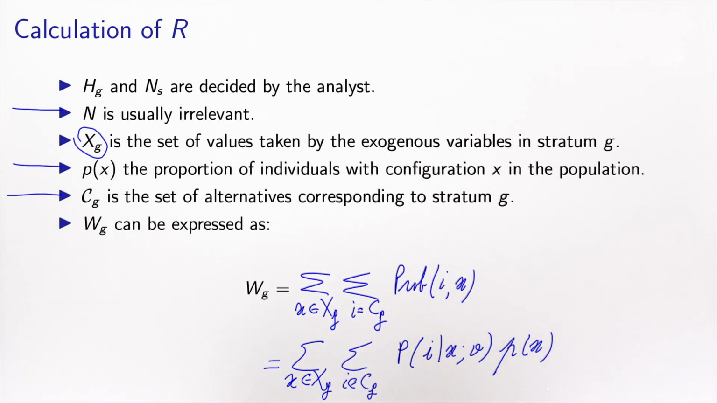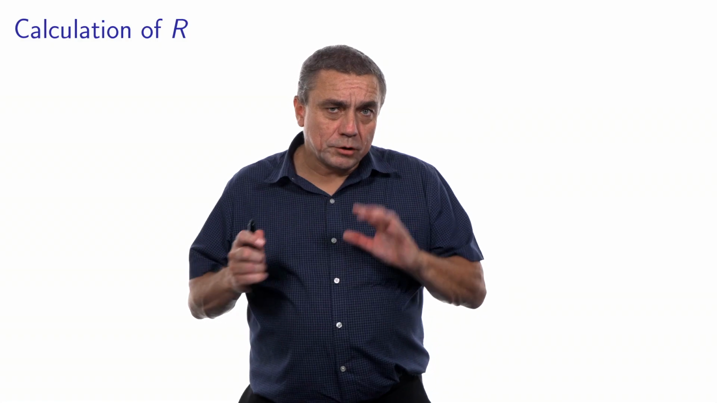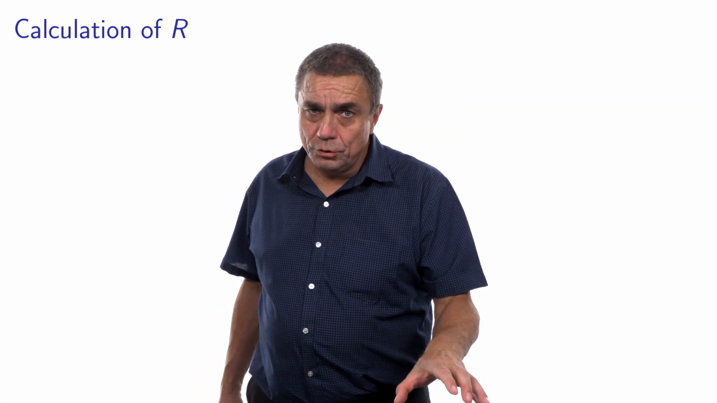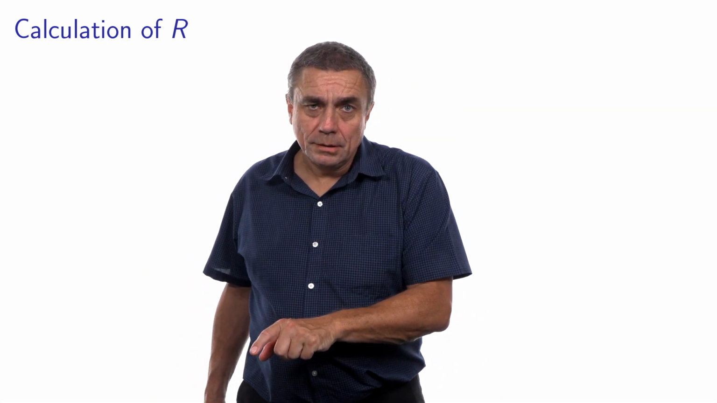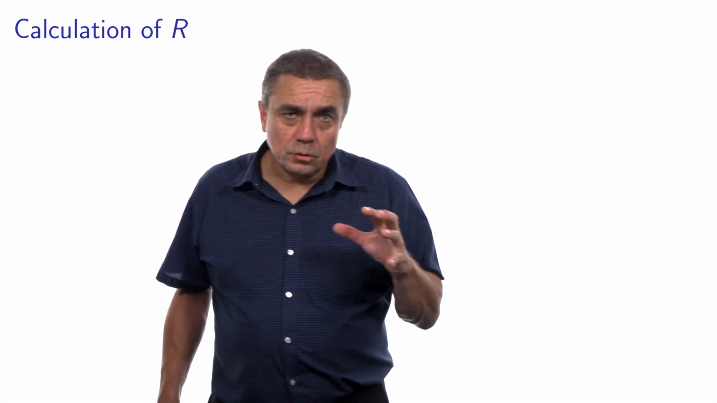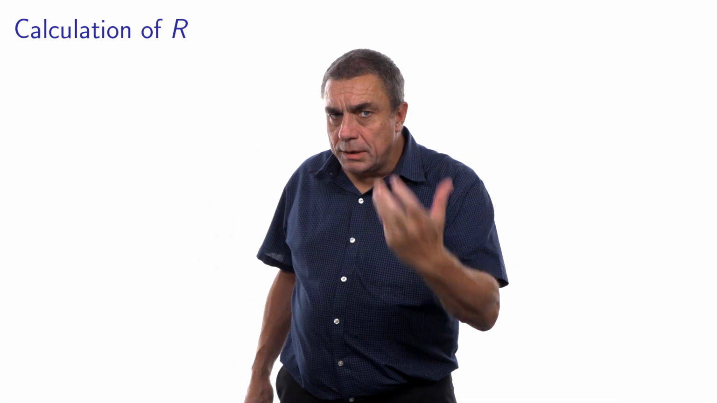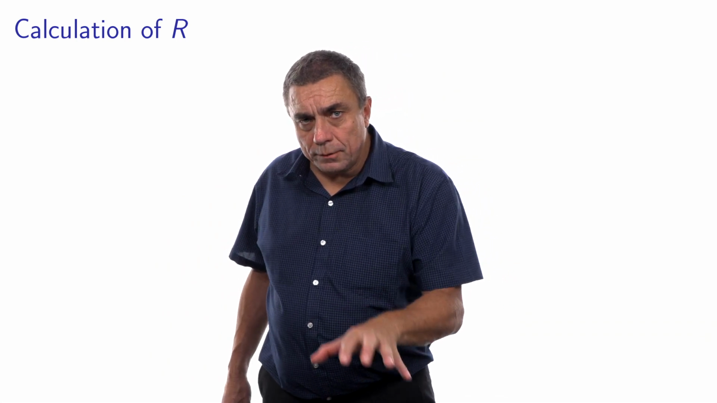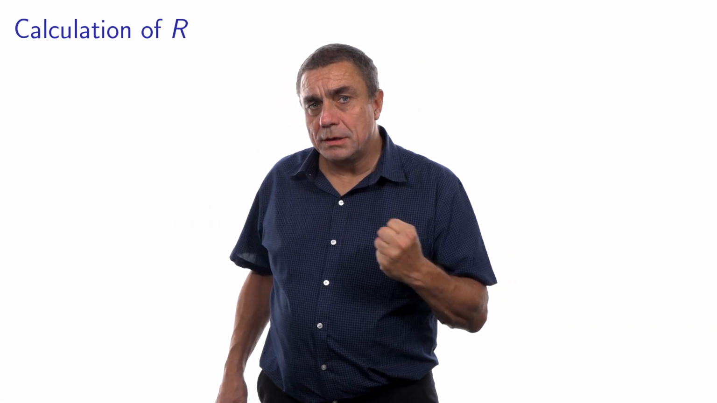But the interesting thing is that this quantity depends on theta. And the whole reason why you collect data is to estimate this theta. So we have a chicken and egg problem here. The calculation of WG depends on theta, and theta, we don't know it. Okay, so this is the source of the problem that we will be analyzing in the future videos, the fact that we have this difficulty to estimate WG.